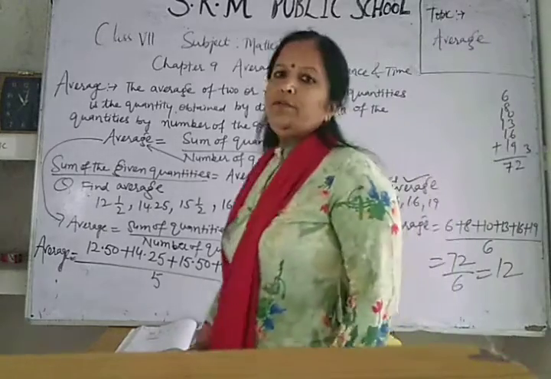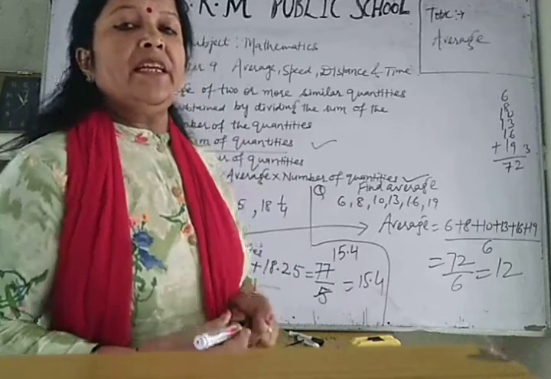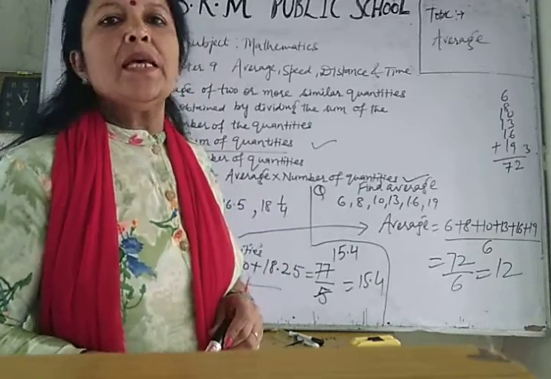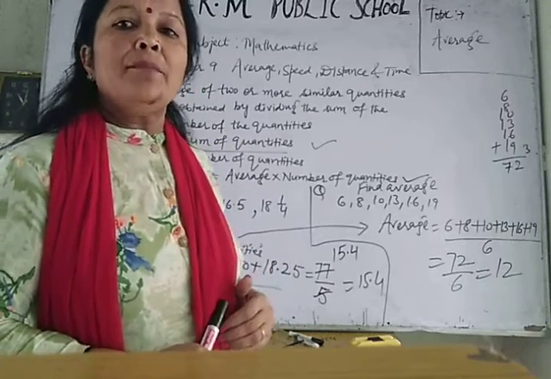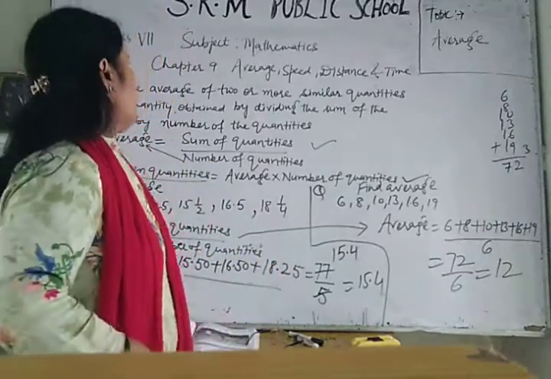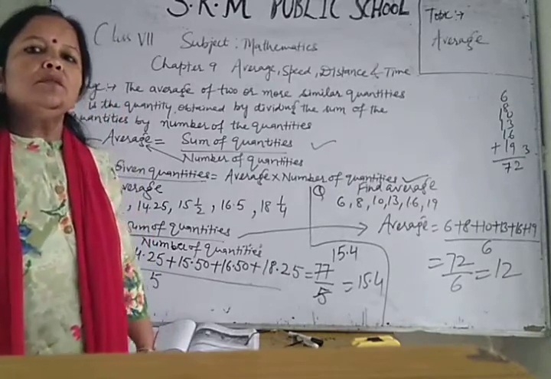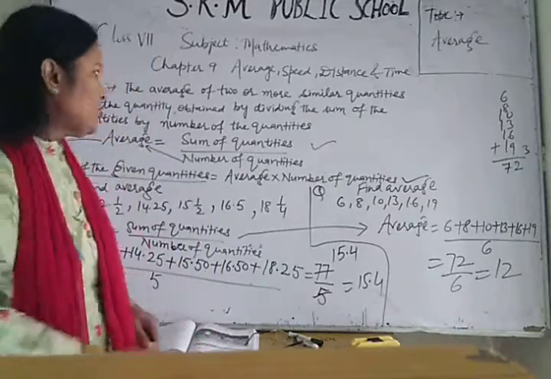In this way, you will find the average by finding the sum of all the quantities and dividing that sum by the number of quantities. You will solve exercise 9.1. All questions are based on average, using this formula.